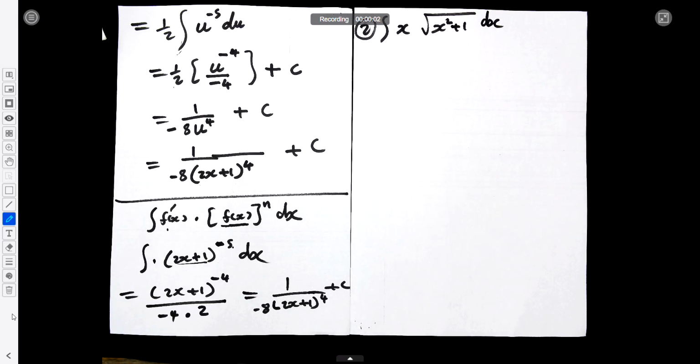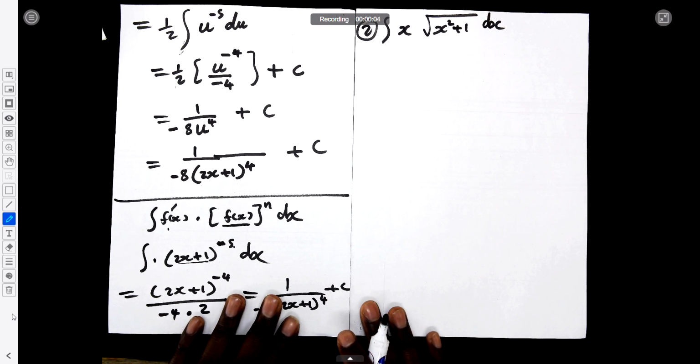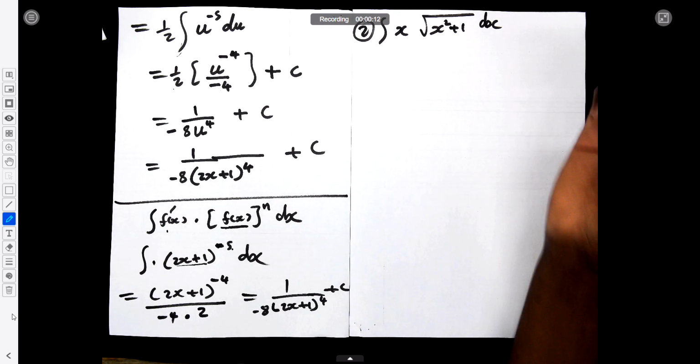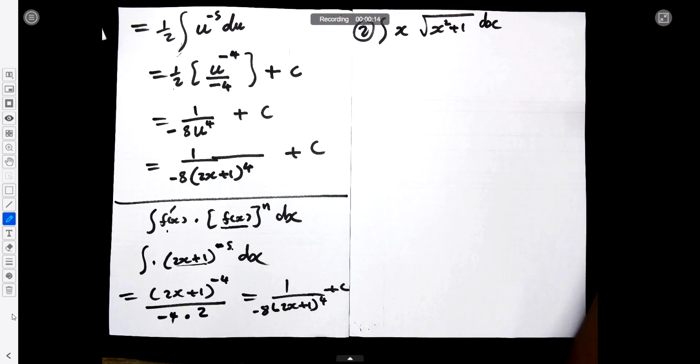Let's say we continue with integrating the chains of functions. Chains of functions. So we do the same thing. Now, let's say you have a product of two functions, we always inspect in this way.